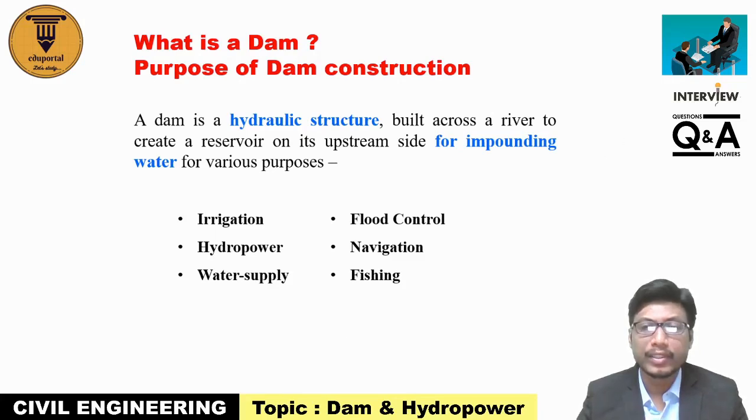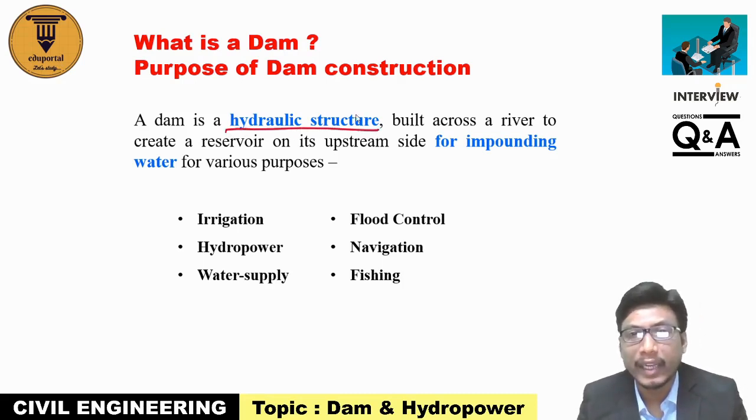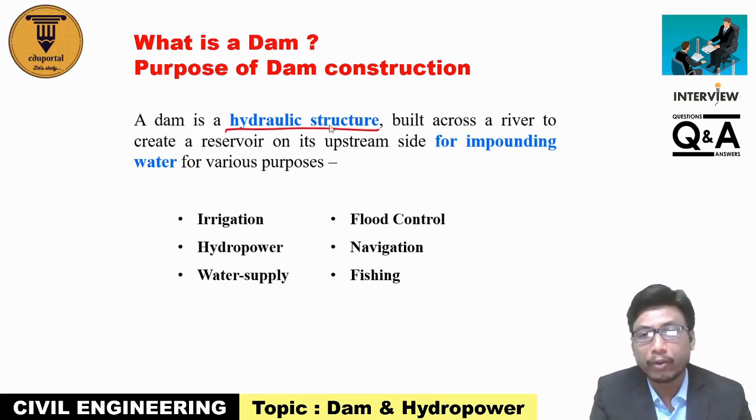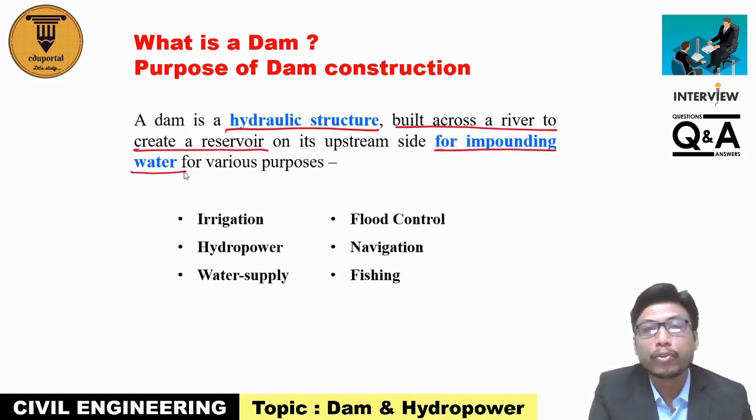So the first question that comes is, what is a dam and what is the purpose of construction of a dam? As you know, a dam is a hydraulic structure. There are some specific terms that you must mention whenever you are going to define something. First of all, it's a hydraulic structure, then it is built across a river. Why is it built? To create a reservoir. Now what is the need for creating a reservoir? For impounding water, that is for storing water. And the reservoir is situated on the upstream side of the dam.